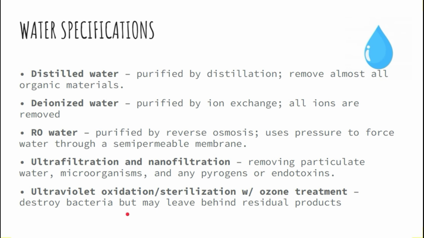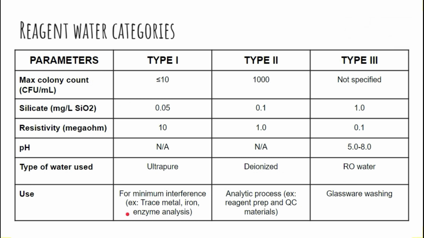So yan po, 'di ba? Pati tubig talaga may specifications po yan sa laboratory. Meron pong mga certain na procedures na meron po silang specific water po na re-require. So for the reagent water categories, we have type 1, 2, and 3. Type 1 po ang masasabi natin sa pinaka-pure, pinaka-malinis, while type 3 po is yung pinaka-hindi malinis.